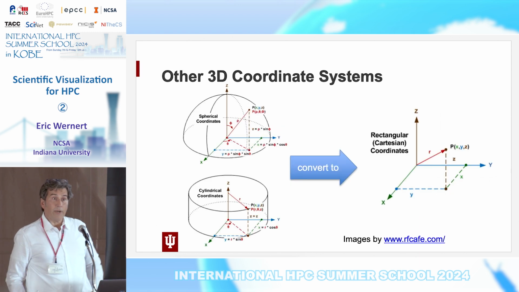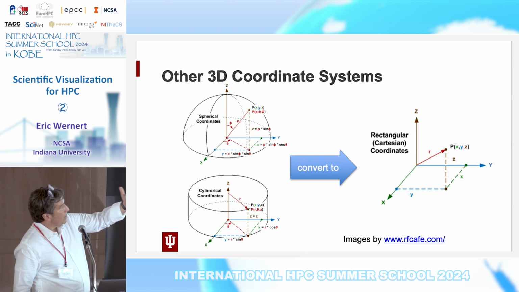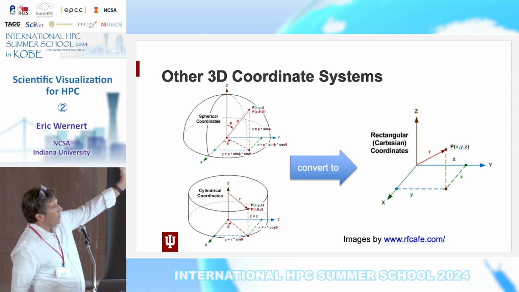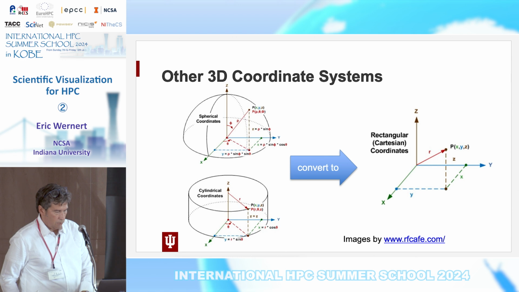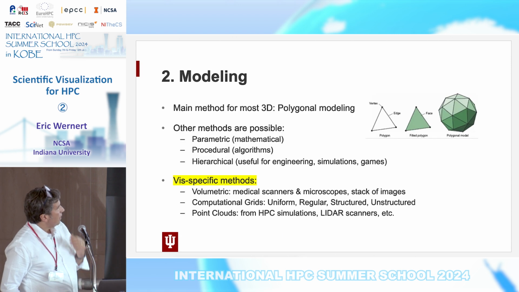What if you have different coordinate systems? You're doing your simulation, you're doing some geo-coordinates, which would be some type of spherical coordinates. Of course, you can just convert those into Cartesian coordinates. And we mentioned that the transformations are order dependent.